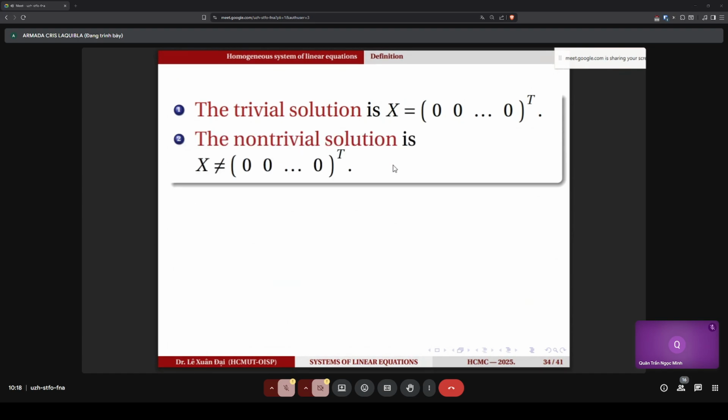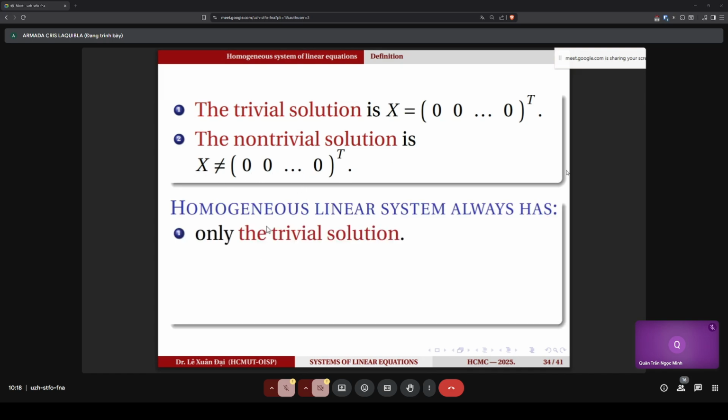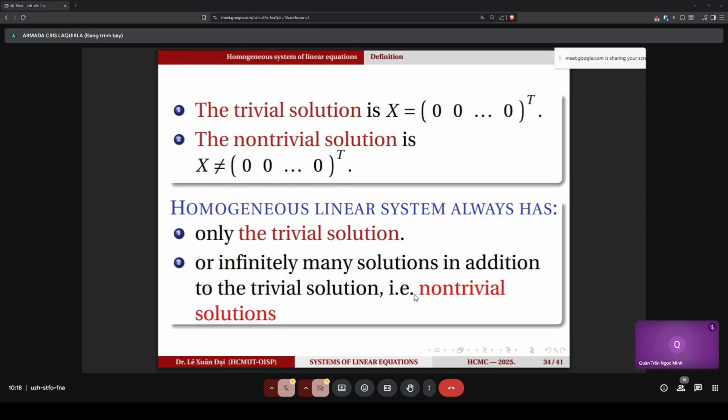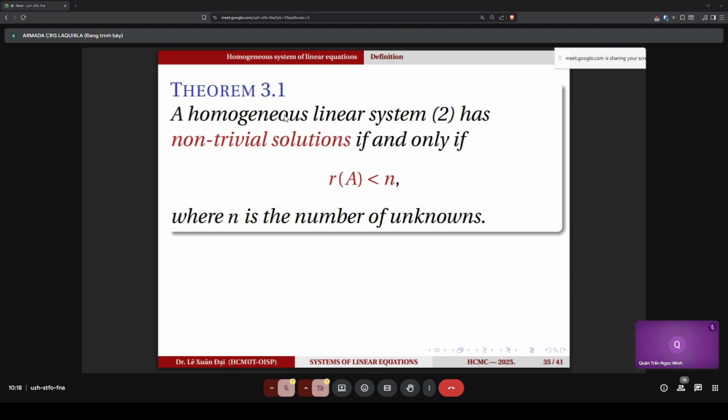Now, a non-trivial solution is when your x are not all zeros. So a homogeneous linear system always has only the trivial solution, or infinitely many solutions in addition to the trivial solution, that is, non-trivial solutions. A homogeneous linear system also has non-trivial solutions if and only if the rank of A is less than n. Your n there is the number of unknowns. Again, it has a non-trivial solution if the rank of A is less than n.